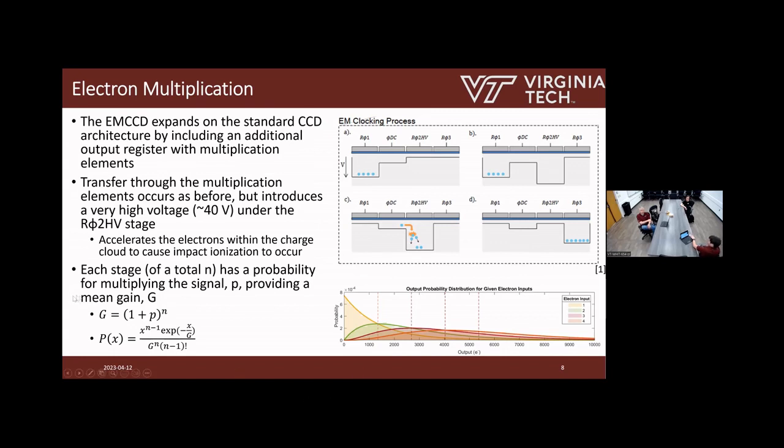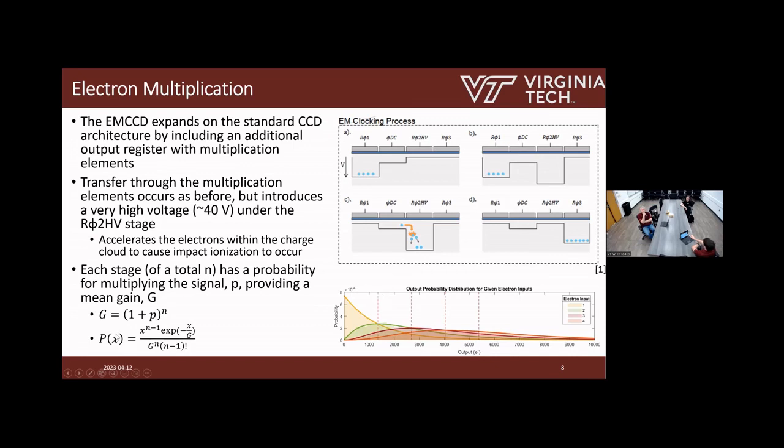Now, how this works is that each stage has a probability P of being multiplied, and we can calculate our mean gain, G, through this first equation, where you can see we're taking 1 plus P and raising it to the number of stages that we actually have involved in the multiplication process. Typically, this probability P is quite small, but with hundreds of stages, we can reach relatively large gains. In the plot on the right, we see that we are able to achieve mean gains of about 1,000 over the course of, in this simulation, 604 elements.